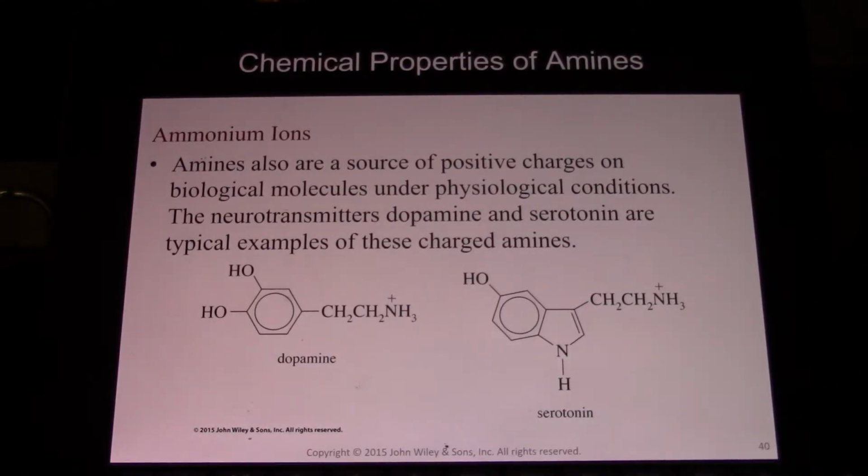Amines are also a source of positive charges on biological molecules. For example, in dopamine, your body's pH is around 7.4, and again we saw the pH value for an amine was 11, so at a pH of 7 it's going to be protonated. Same with serotonin. At body's pH there's going to be a positive charge there, and that's important for its biological activity. These are two of the most important compounds in the brain.